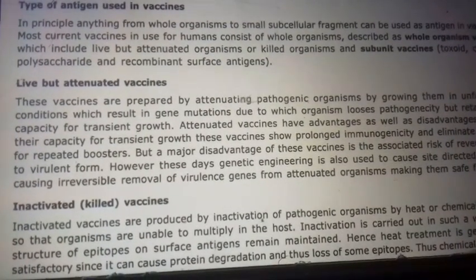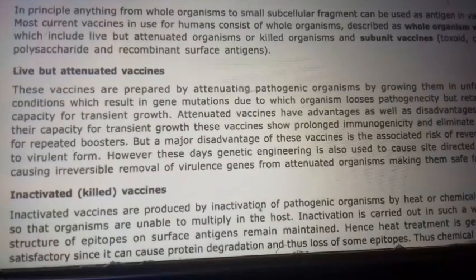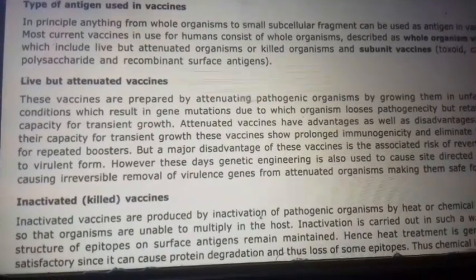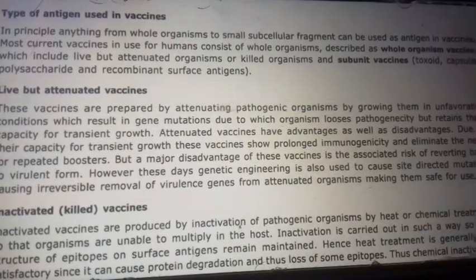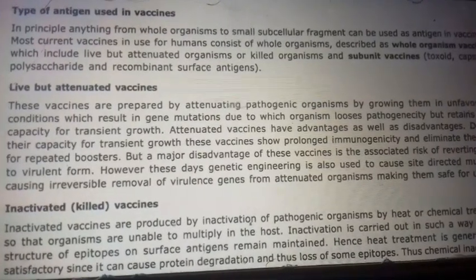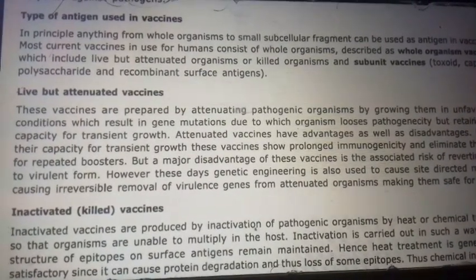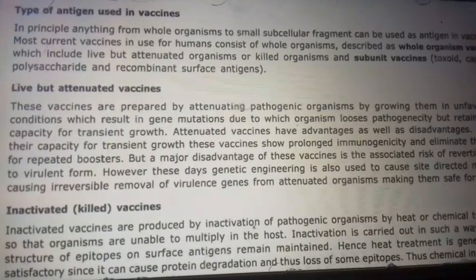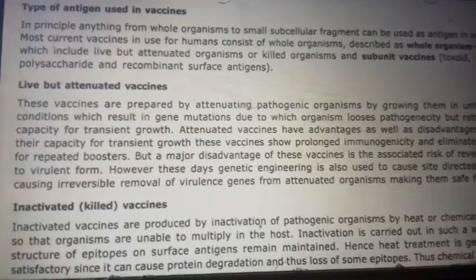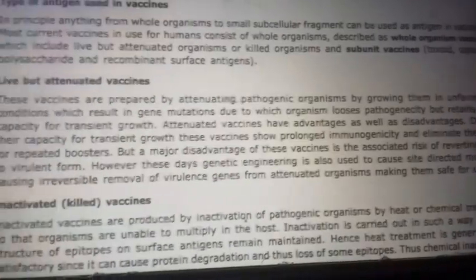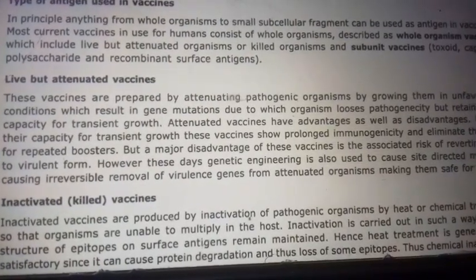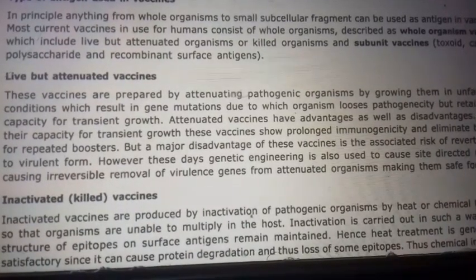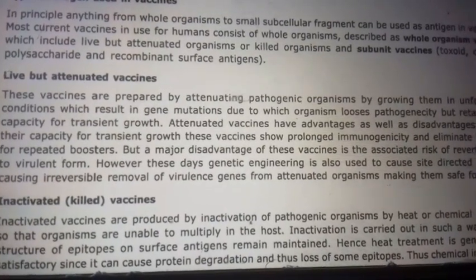Now, live but attenuated vaccines are prepared by attenuating the pathogenic organism by growing it in unfavorable conditions, which results in gene mutation due to which the organism loses pathogenicity but retains its capacity for transient growth. It has advantages as well as disadvantages. Due to their capacity for transient growth, these vaccines have prolonged immunogenicity and eliminate the need for repeated boosters. But a major disadvantage is the associated risk of reversion back to the virulent form. But these days genetic engineering is also used to cause attenuation.